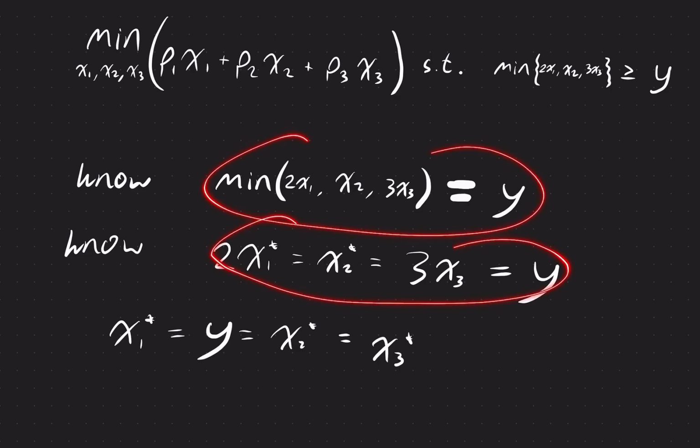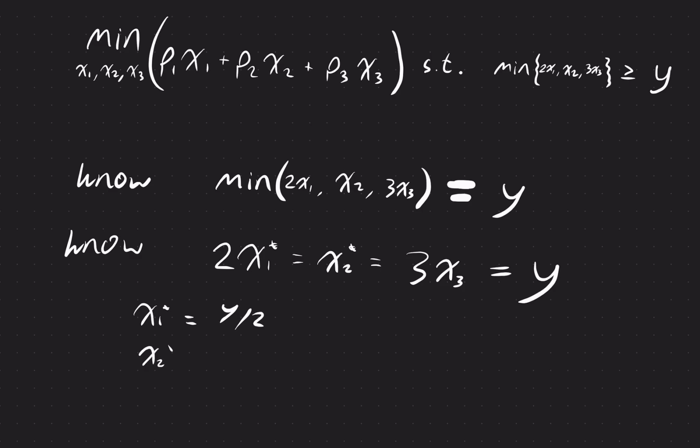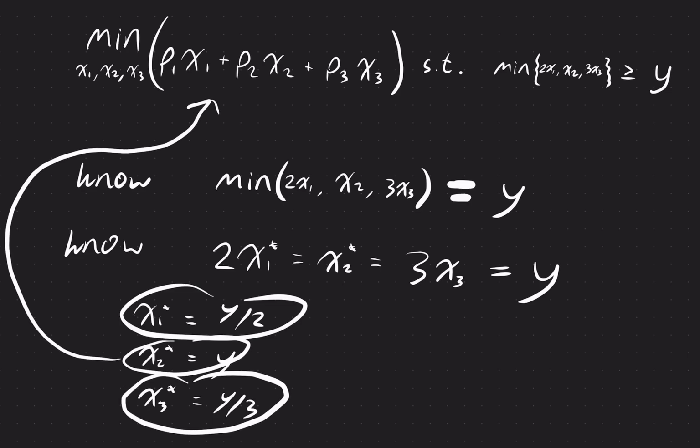From up here, we then have x1 star equals y over 2, x2 star equals y, x3 star equals y over 3. And you can take these and plug them into the cost up here, and that's how you would get your final cost function. So before you throw calculus at these, think a little bit more and see if you can figure out with your intuition what the solution is going to be. And that's a good place to start.